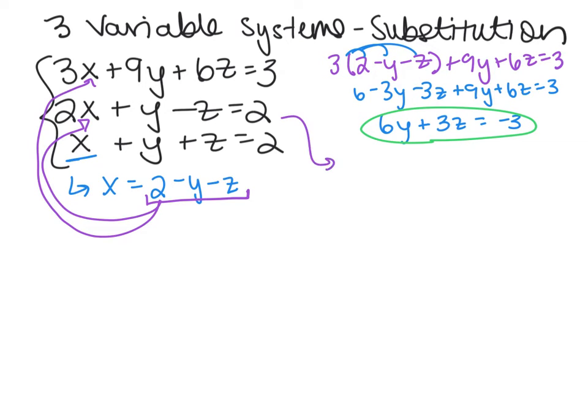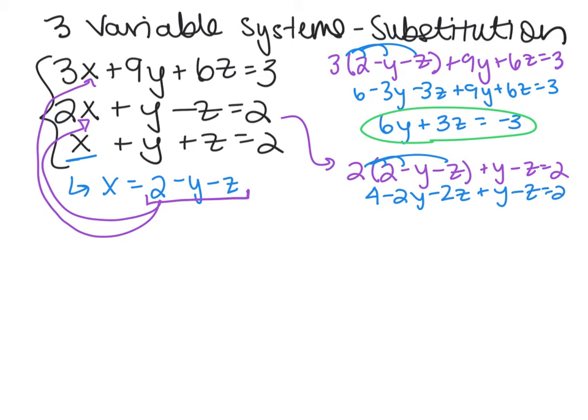Now let's do the second one. And we have 2 times, again our x was 2 minus y minus z, plus y minus z equals 2. Now again, same as before, we just want to distribute and then get this into standard form. So we have 4 minus 2y minus 2z plus y minus z equals 2. Combine all of our like terms. And we have negative 2y plus y is a negative y minus 3z. Subtract the 4 to the other side equals negative 2.